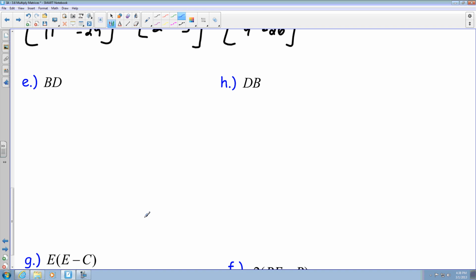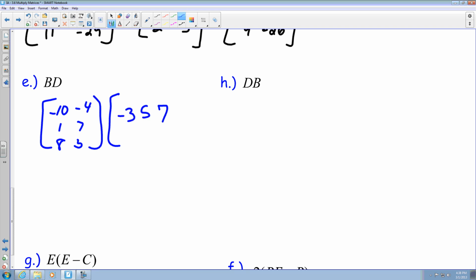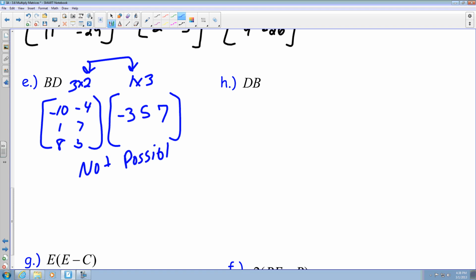Example E, I have D, B, and D. So let me write that down. So I got -10, -4, 1, 7, 8, and 3, multiplied by D. So that's -3, 5, and 7. So this here is a 3 by 2 matrix, and this one here is a 1 by 3 matrix. I have a problem because these values are not the same, and since they're not the same, this is not possible. Okay?